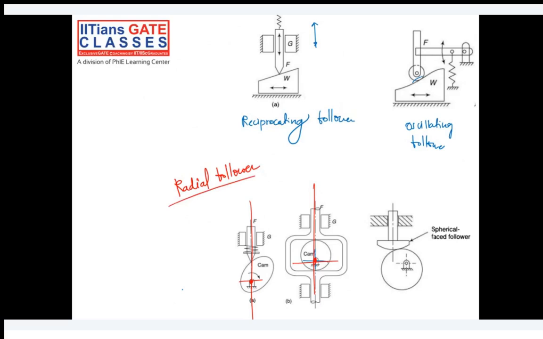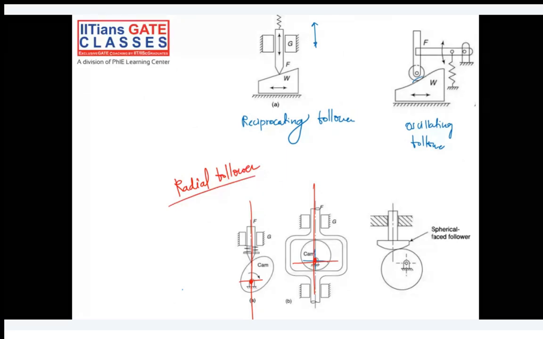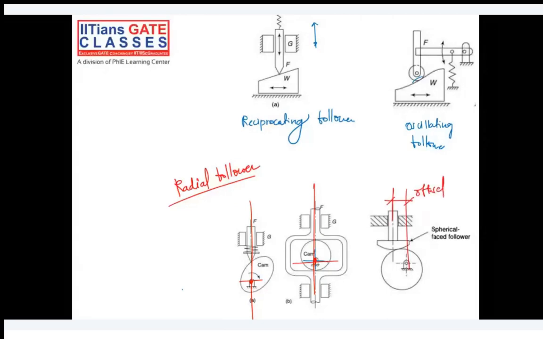And if there is a little offset in between them, okay, so this one line is for the center of rotation of this cam, the other is for, let's say, the axis of oscillation of the follower. So there is an offset in between them, and we can call it an offset follower. Okay, I hope it's clear till this. So this is all about the types of cams and followers.